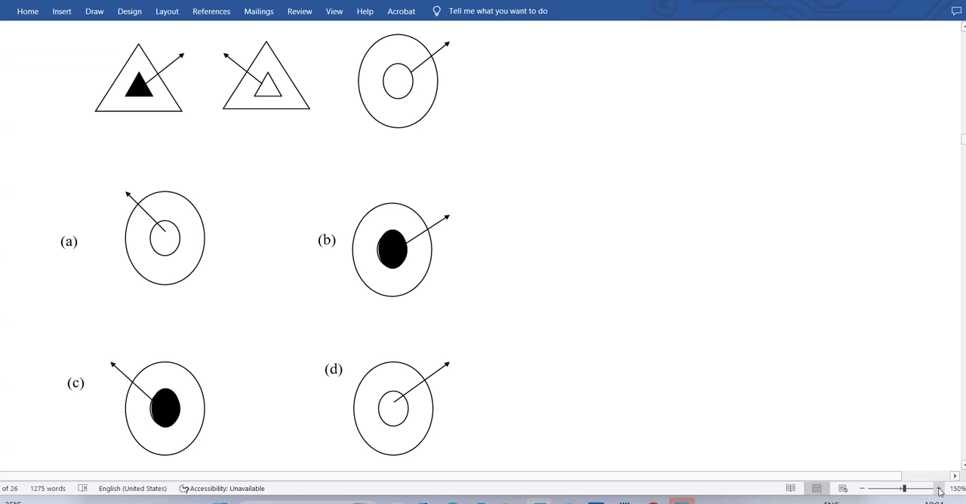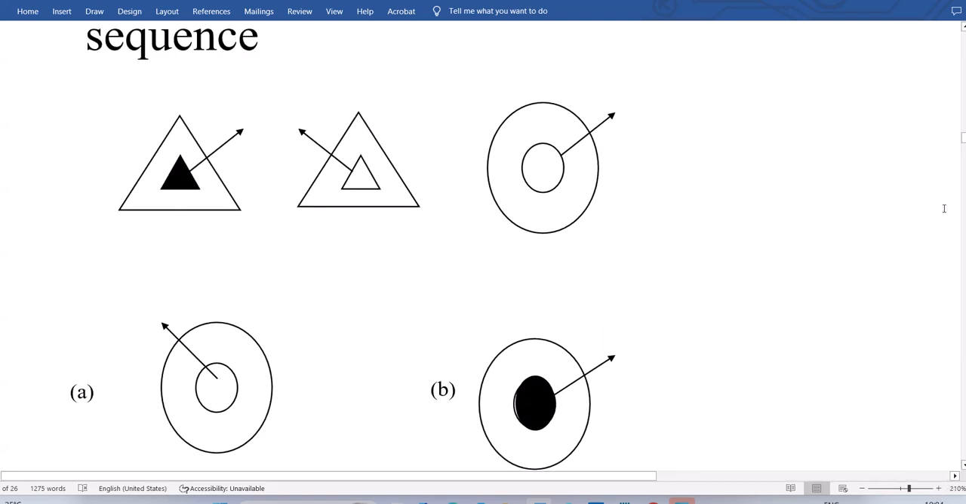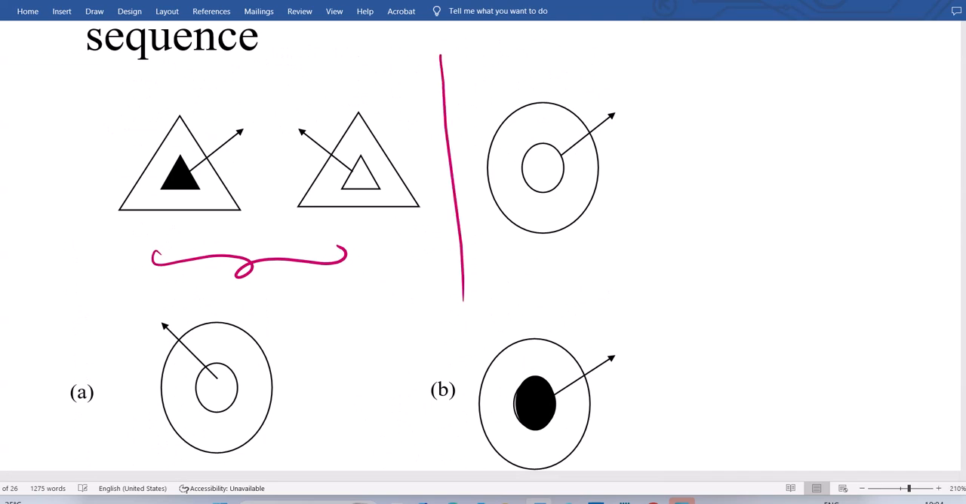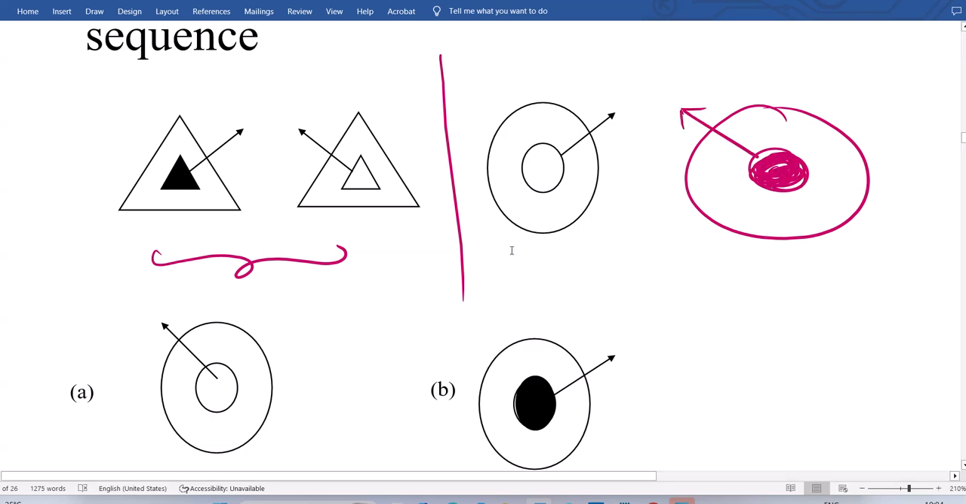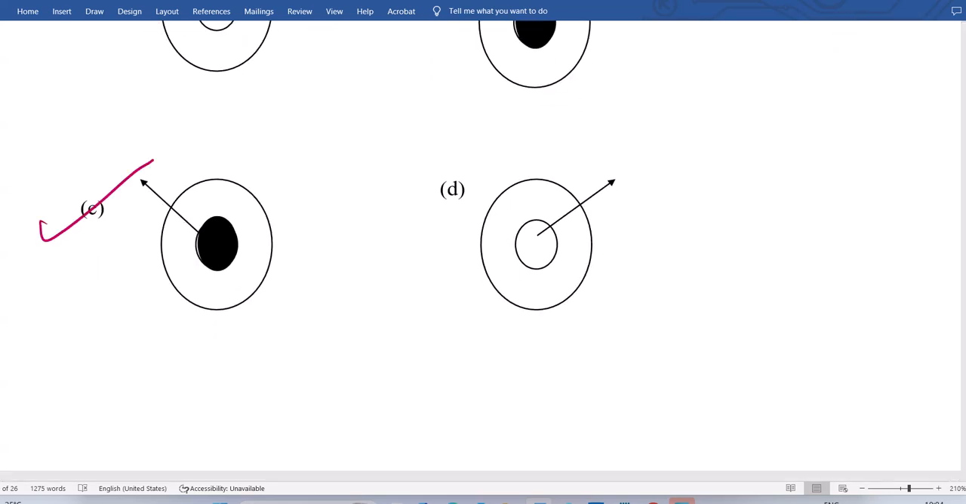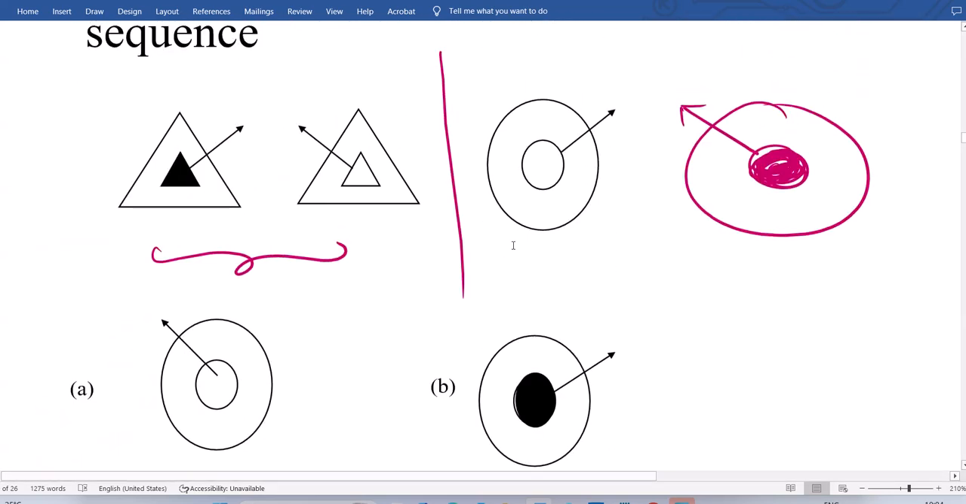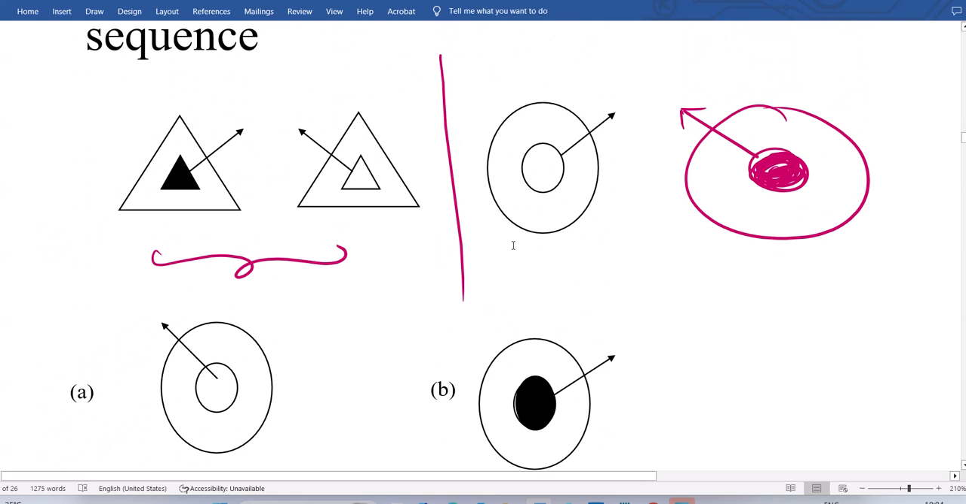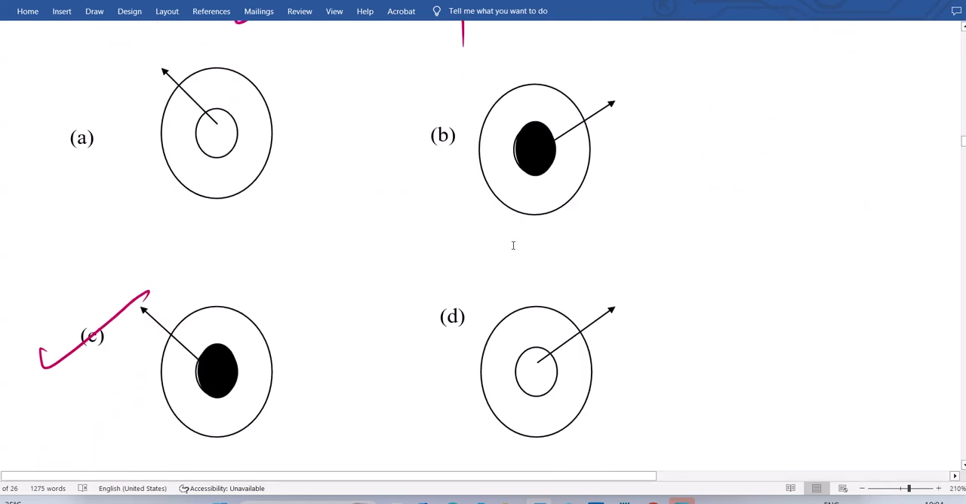Next one, analogy concept. In the first two diagrams something happened. What is happening in the first two? The right side bend becomes a left side inclinement. Here the circle should be shaded and the arrow should be left inclined. So option C. Image based questions, right? In the analogy concept the first two are somehow linked, and we need to apply the same logic to the second two. The most suitable is option C here.